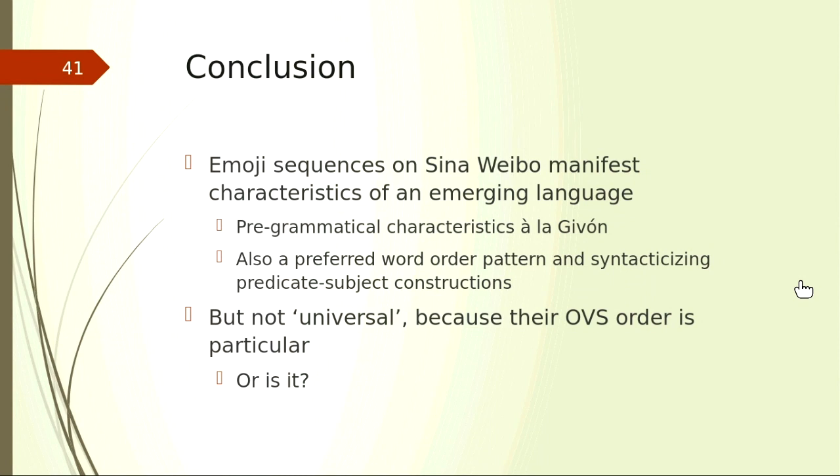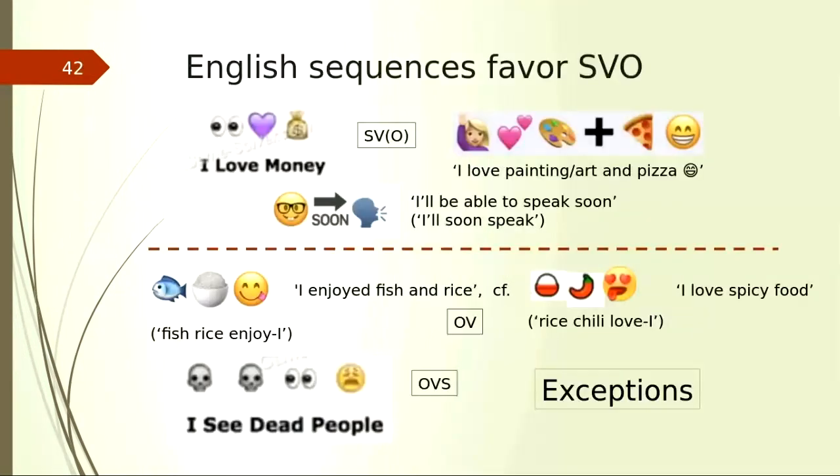Or is it? So I went online recently and tried to collect some examples of English emoji sequences that were actually produced by people in the process of communication and not just as a quiz, because there's a number of emoji quizzes out there now. Can you figure out what they're saying? So I pulled up these examples, and at the top half, we have examples that support the pattern that's been reported earlier, that English sequences favor the subject-verb-object order.